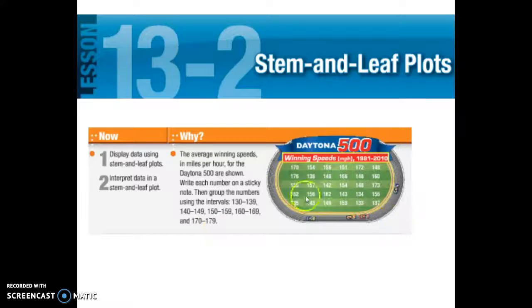Okay, here we have the winning speeds of the Daytona 500. There's a lot of numbers there. It's kind of hard to pick out what is the mean, median, mode. They're not really in order if you're doing the median. So the stem and leaf plot puts them in order, which makes it a lot more straightforward to see what the mode is and also the median. For the mean, the order doesn't necessarily matter because we're just adding them up and dividing.